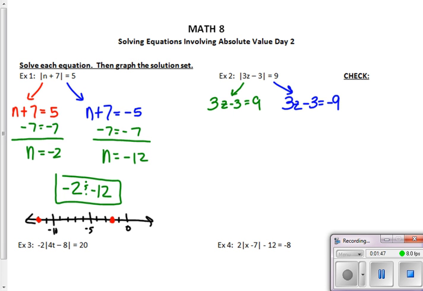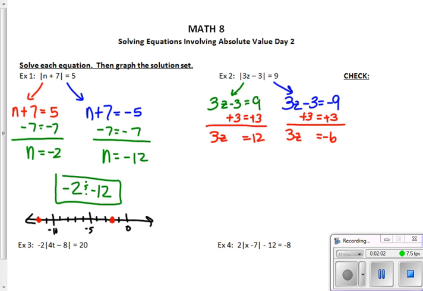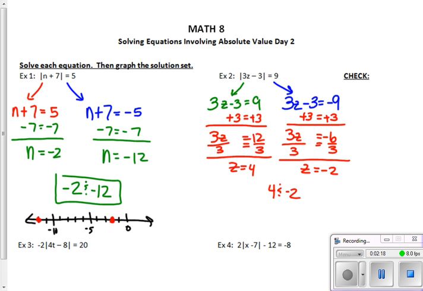Still need to get z alone in each of the equations. So I'll add 3 to both sides on each of the equations. We have 3z equals negative 6. And we have 3z equals 12. Z is not alone, so divide both sides by 3. And we have z equals 4 as a possibility. Divide both sides by 3 here. And we have z equals negative 2. So our options here being 4 and negative 2.